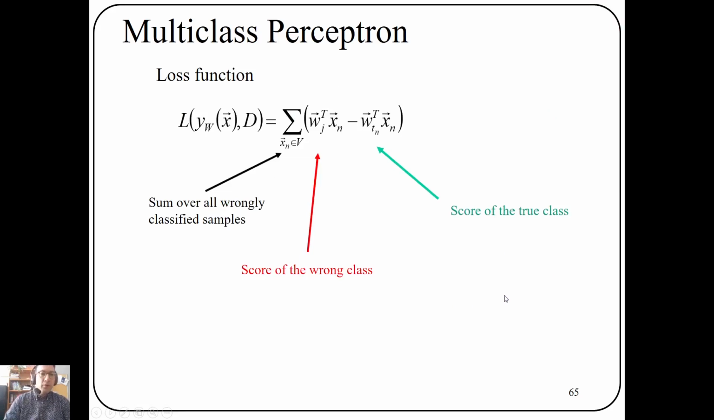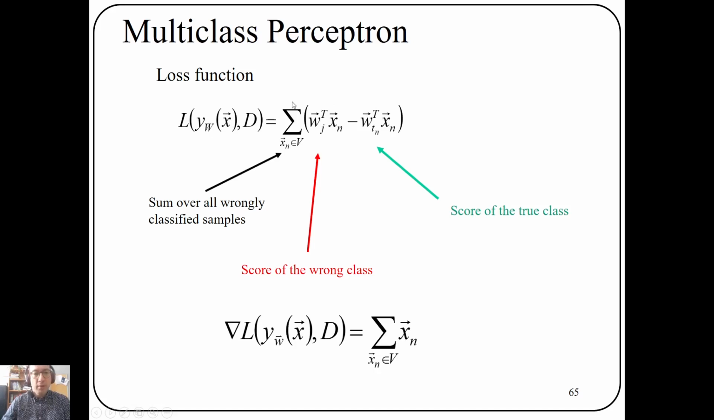Now the loss function of the multi-class perceptron somewhat resembles the Perceptron Criterion we have seen before. It's the summation over all wrongly classified samples, as you can see here. For each wrongly classified sample, you take the score of the wrong class minus the score of the correct class, where Tn is the correct class index, times x. This is typically wrong when the score of the wrong class is larger than the score of the correct class. That's why it is wrong, so this minus that is always positive. And the more wrong a score is, the larger the loss will be.